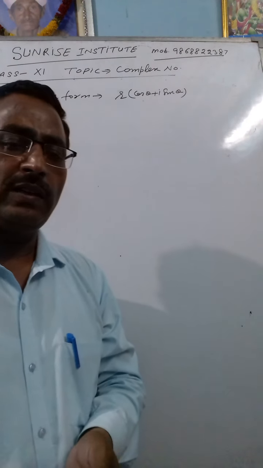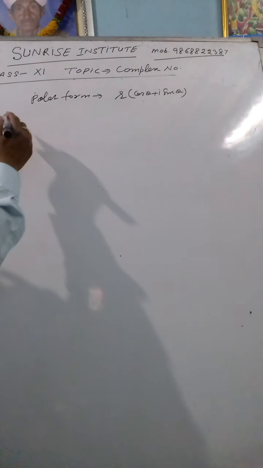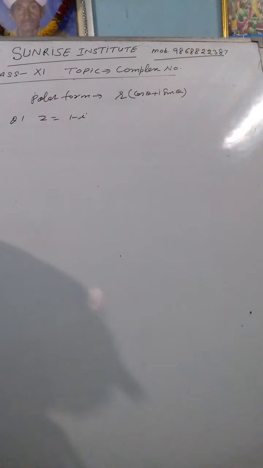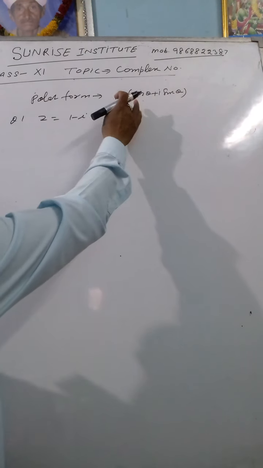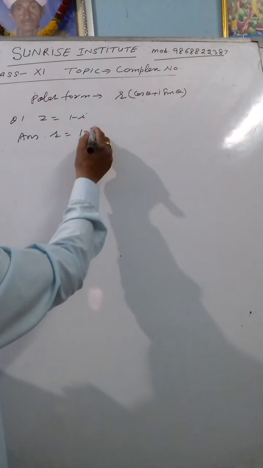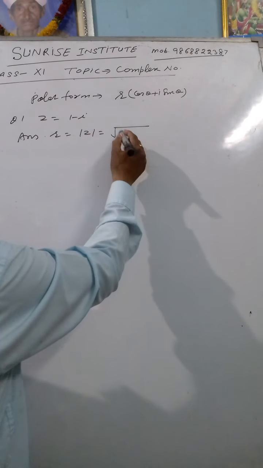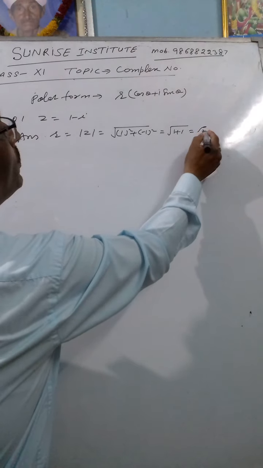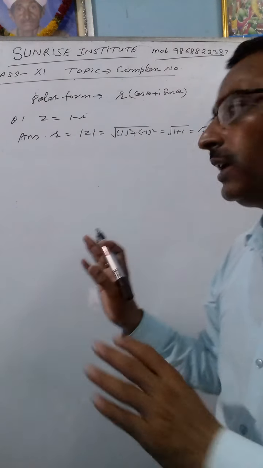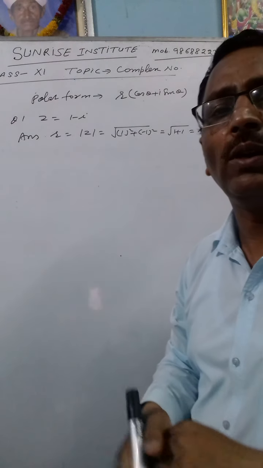First, question number one: z equal to 1 minus i. First we find r. Then r equal to modulus of z. Therefore root of 1 square plus minus 1 square, that is 1 plus 1, root 2. That is the modulus of z, that is r. Okay students, r equal to root 2.